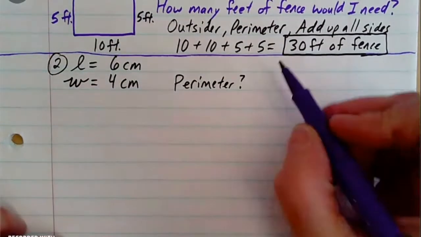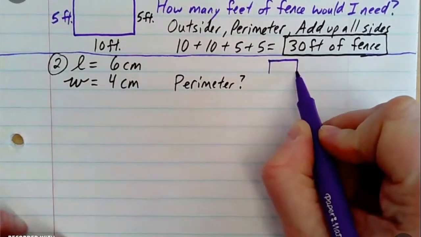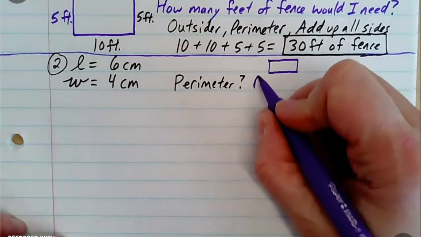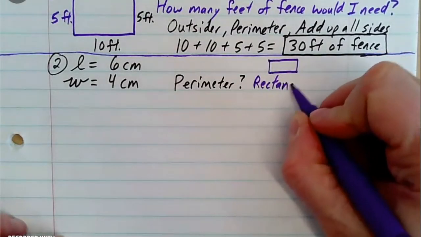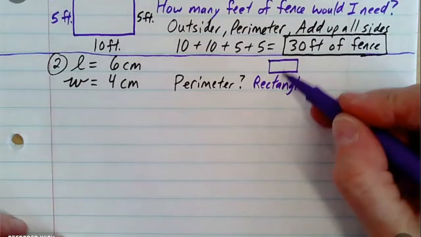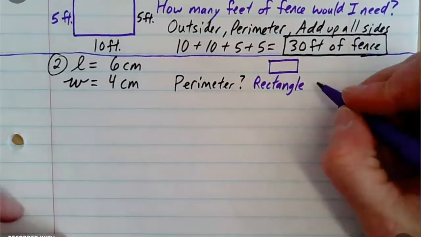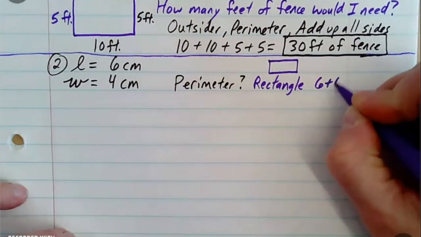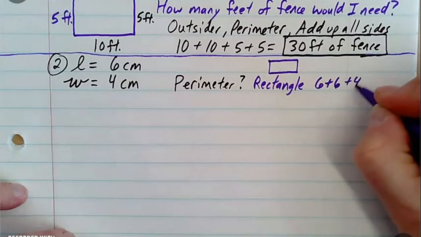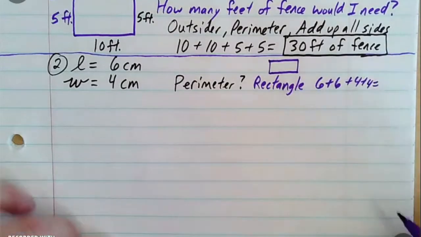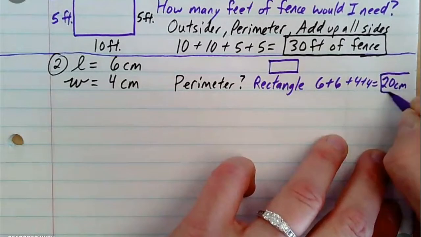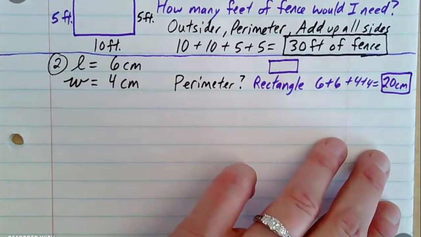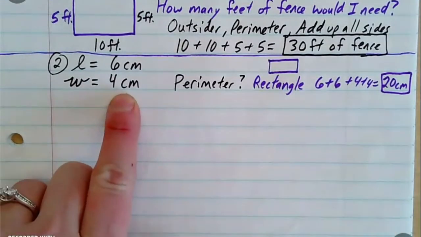6 and 4. A lot of people are thinking, oh, 6 and 4, that's a rectangle. What do we know about a rectangle? 2 sides are the same, and the other 2 sides are the same. Like your lengths are both the same, your widths are both the same. So I know if I'm finding perimeter, I got to add 6 plus 6 plus 4 plus 4, and that would equal 20. And I'm going to label this centimeters because this particular problem gave you centimeters.